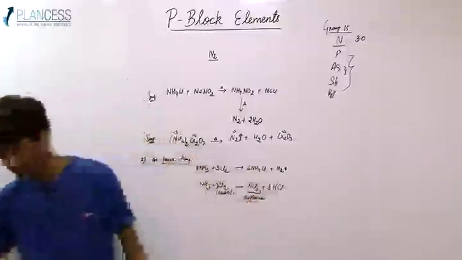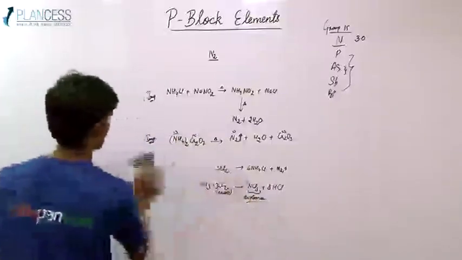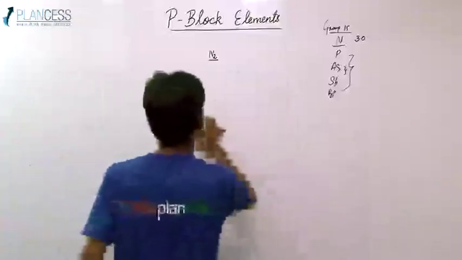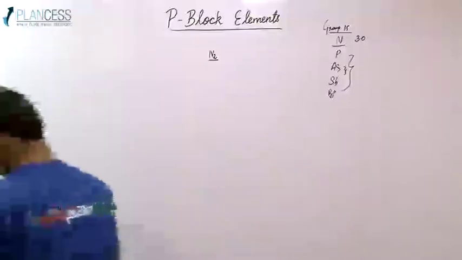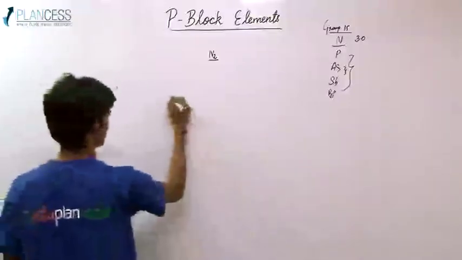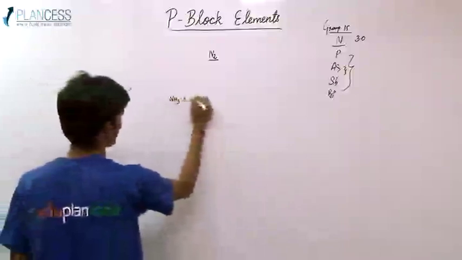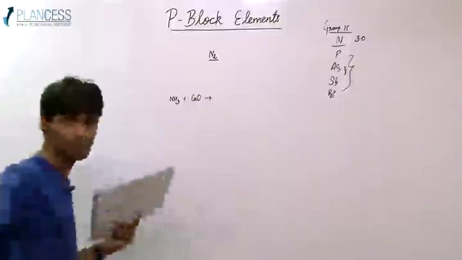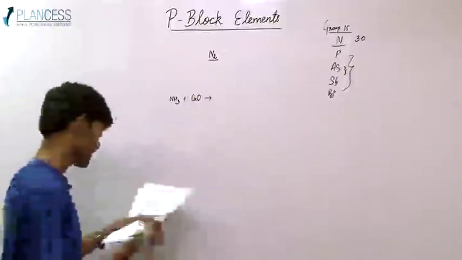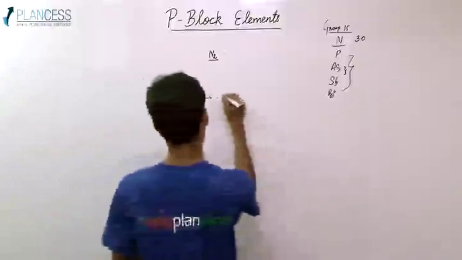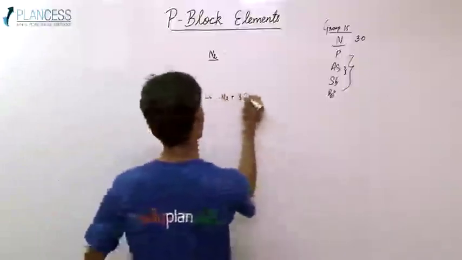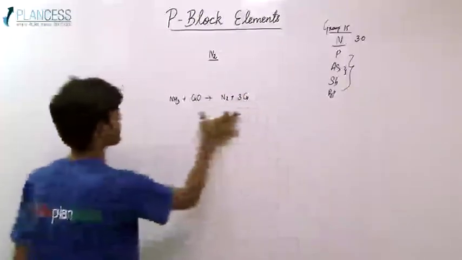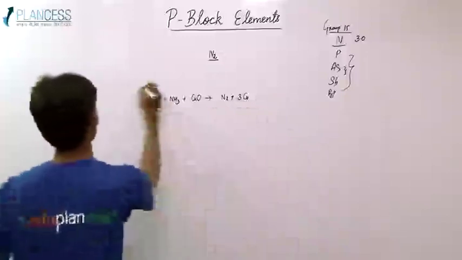Now talking about the higher temperature, what happens when the temperature of the environment is high, then what reaction takes place? When the temperature is high, NH3 plus CuO, that is copper oxide, cupric oxide you can say, because copper is in +2 oxidation state, gives you N2 plus Cu. You can balance the hydrogen and oxygen by addition of H2O. So this would be the reaction at higher temperature.